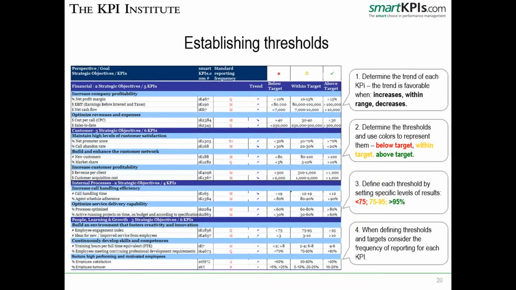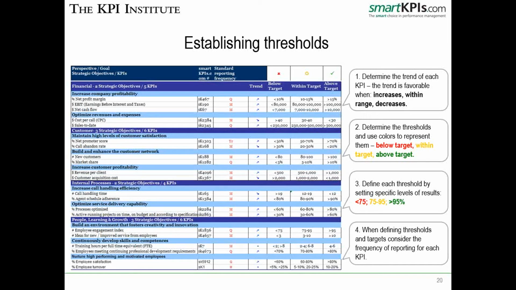Good. Now, in terms of establishing targets and thresholds, you have to start by determining the trend of each KPI. Is the trend good when increasing? Is the trend good when decreasing? Or is the trend good when within range? So there's an important aspect that we need to be aware of.